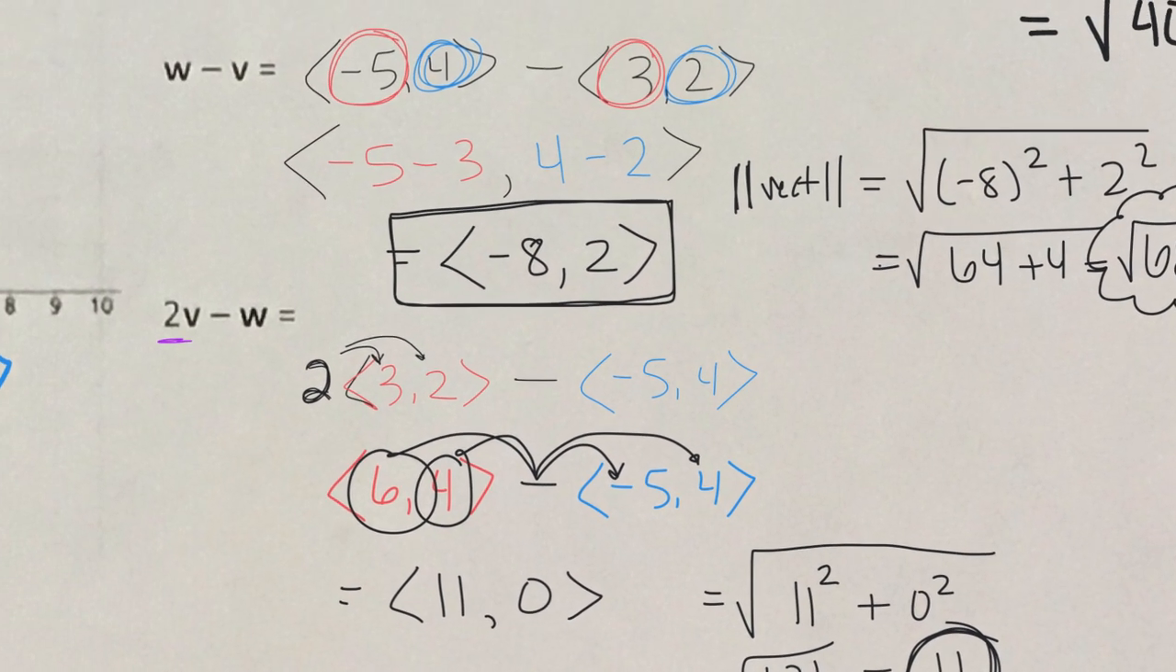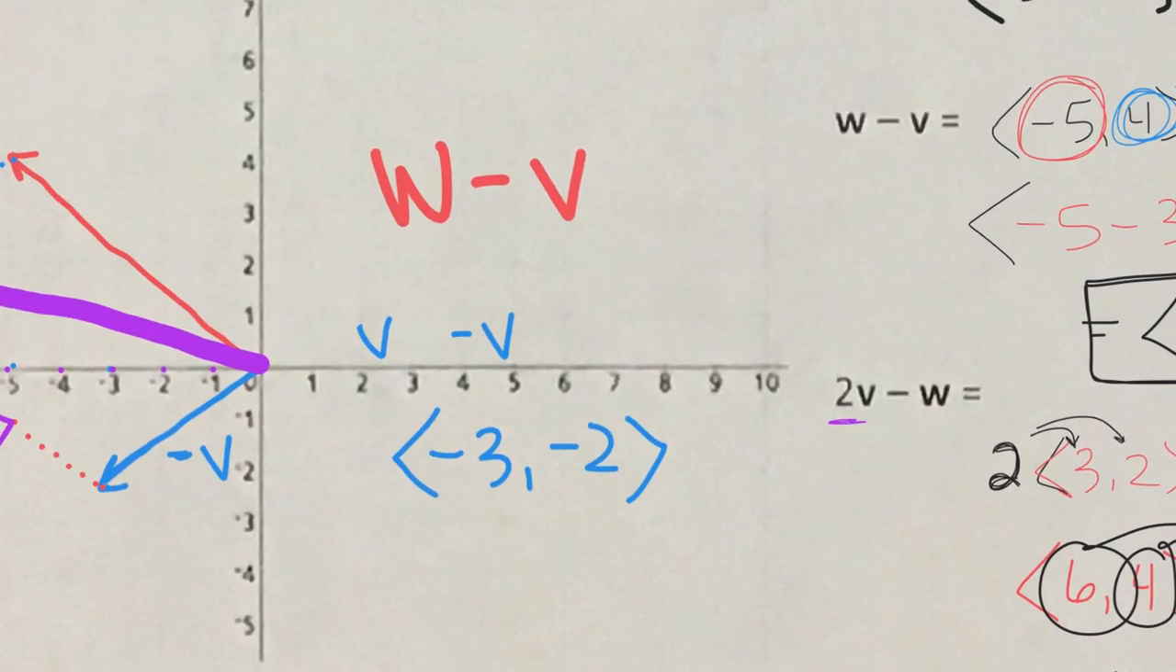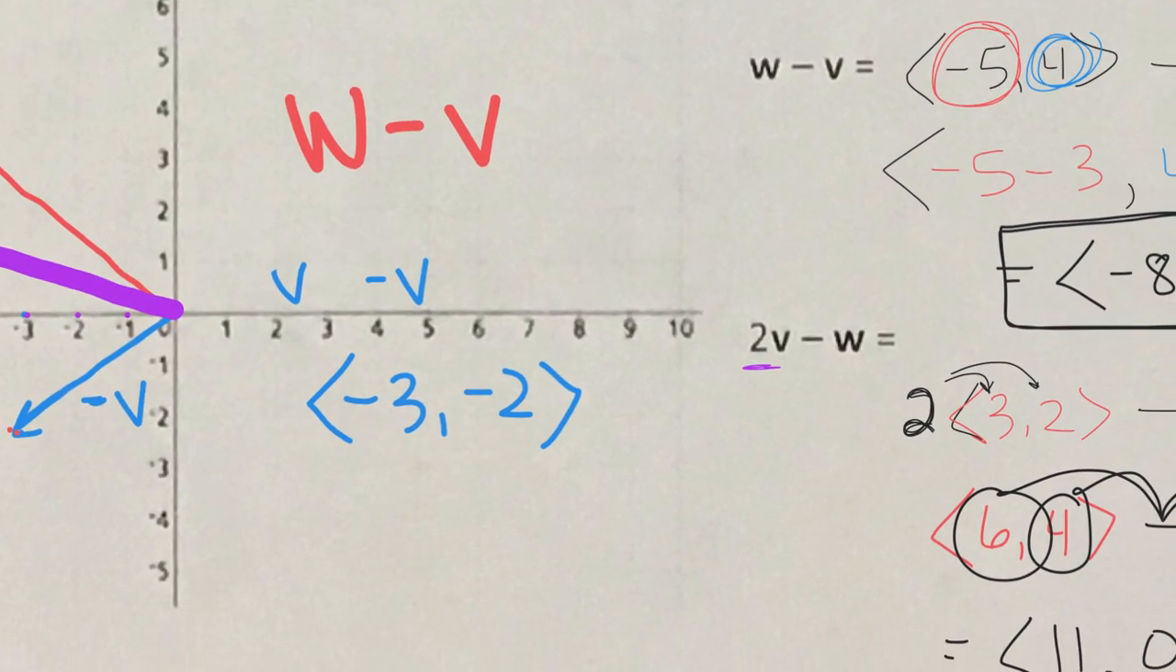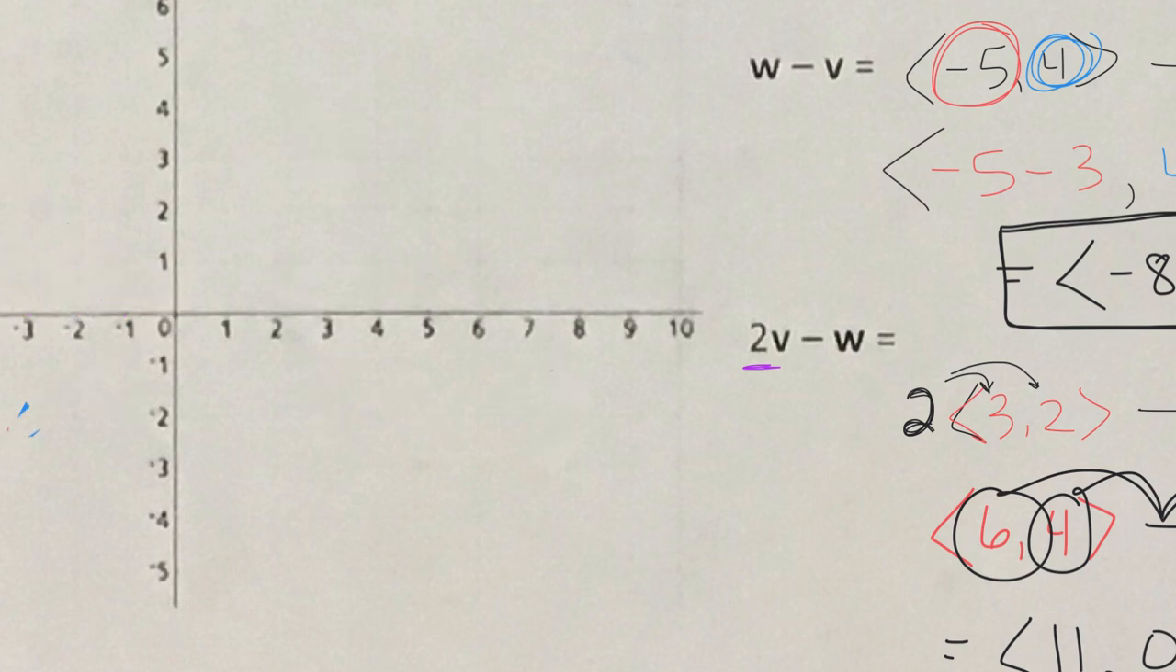So what would this look like if we were to graph it? So 2v minus w. So let's do 2v. So 1v was 3, comma 2, right? So that is 1v. And then if we do another v from there, we go 3 more right and 2 more up. So this is the vector 2v, right? Twice as long as the original v vector, but continuing in the same direction. So there's our 2v. Now remember, it's minus w.